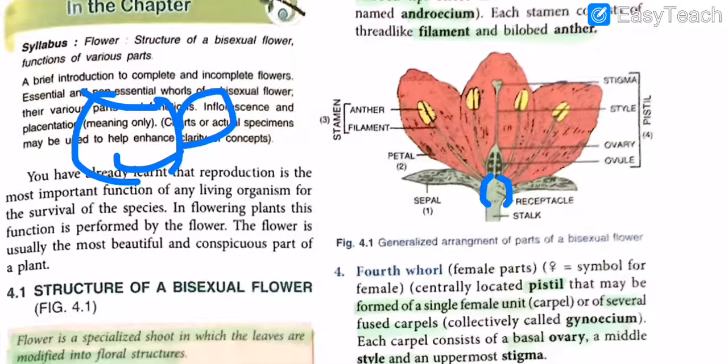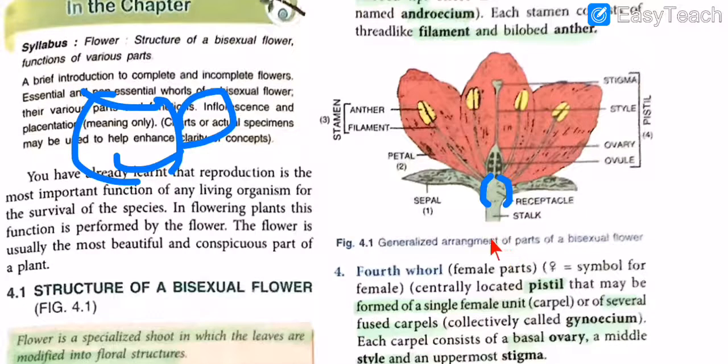Then on top of that, the thalamus bears 4 whorls. This is how the flower actually starts. So the first whorl, you have the green sepals, collectively called the calyx. As you can see over here. It protects the flower in the bud stage.